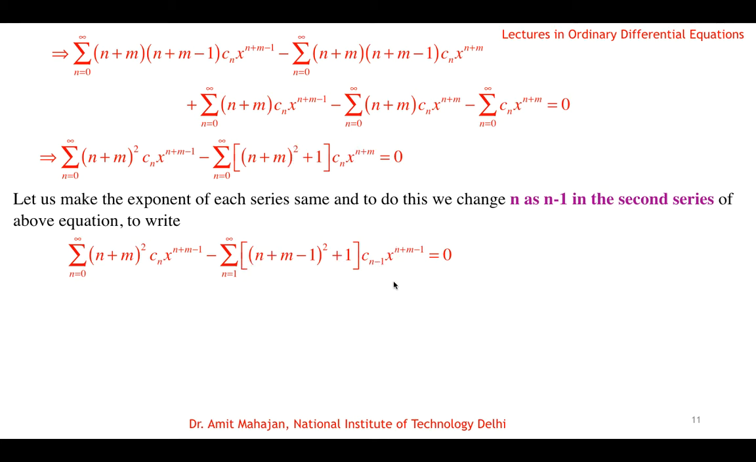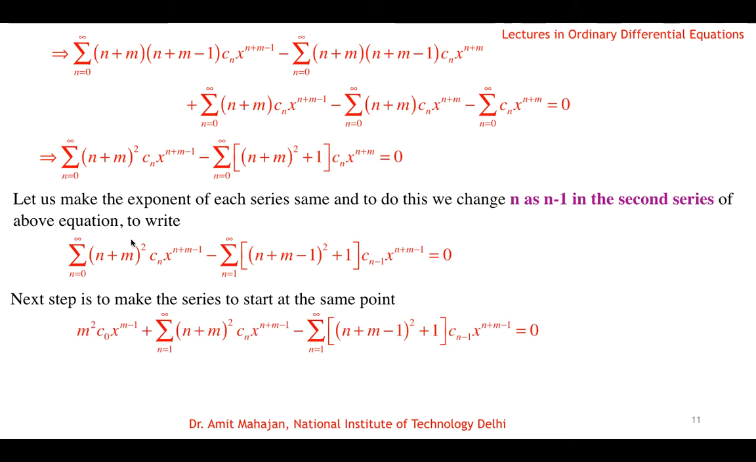Now the starting position needs to be the same, so we put n equal to 0 here, and then the starting position will be the same, n equal to 1. When we put n equal to 0 here, it becomes m square c naught x power m minus 1, and then the starting position becomes the same, n equal to 1 to infinity for both of these. So these two can also be combined now into a single series.